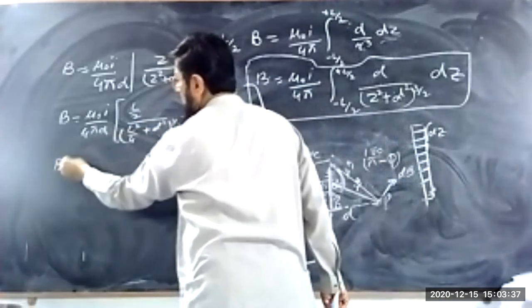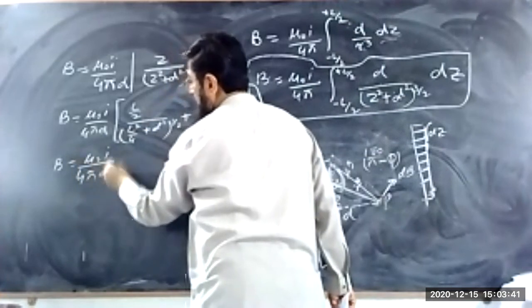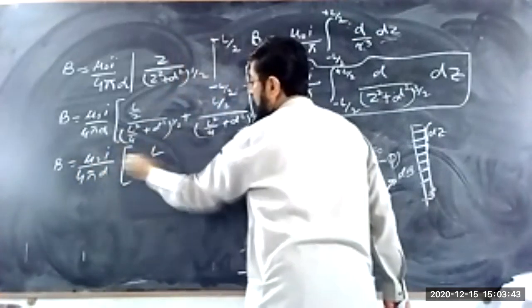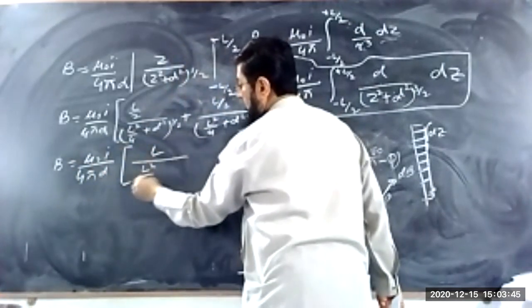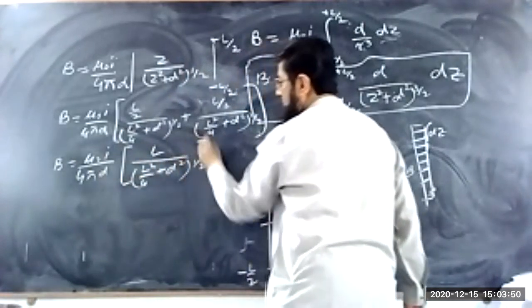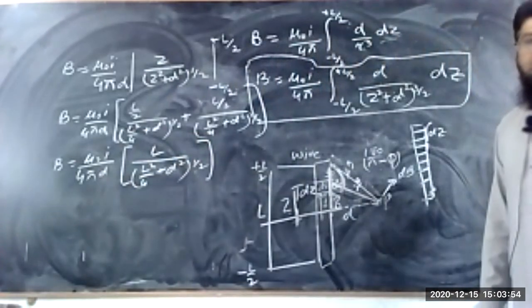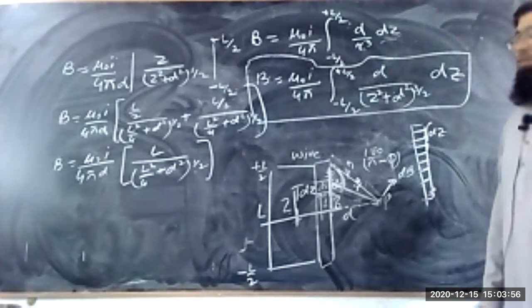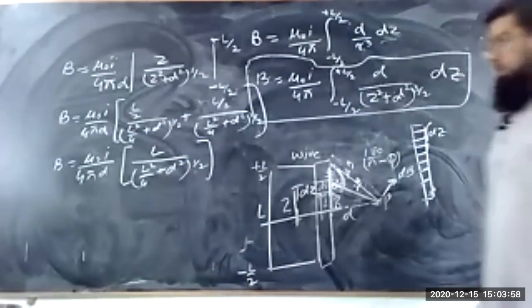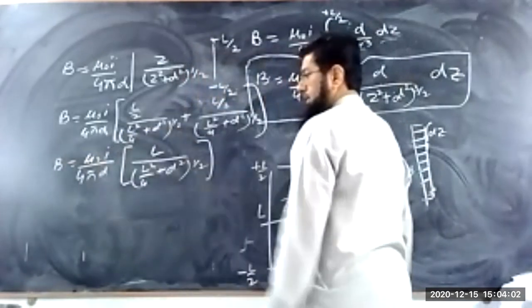So B is equal to mu naught I over 4 pi d into L divided by (L square by 4 plus d square) power 1 by 2. This is the final result of the magnetic field produced by the straight current carrying wire. It means that in a straight current carrying wire, the magnetic field is again directly proportional to the current.